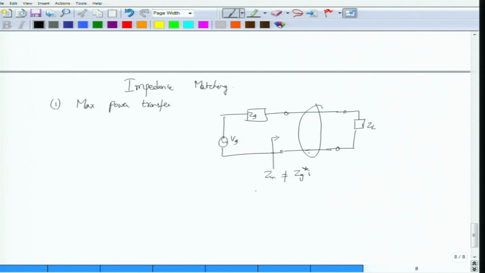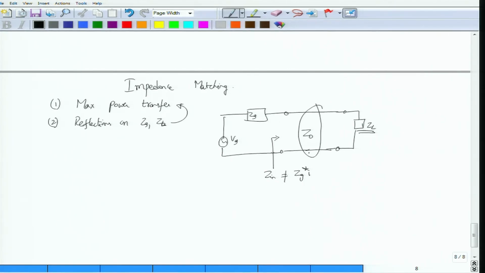Now in many cases you will not be able to adjust the transmission line, therefore you will have to come up with a different way to match the impedance of ZL via the transmission line of characteristic impedance Z0, such that this condition is satisfied. This is for the maximum power transfer. The second thing is to minimize reflections on either the ZG side or the ZL side. This is called load matching or generator matching. Again, the primary reason would still be to transfer maximum power.